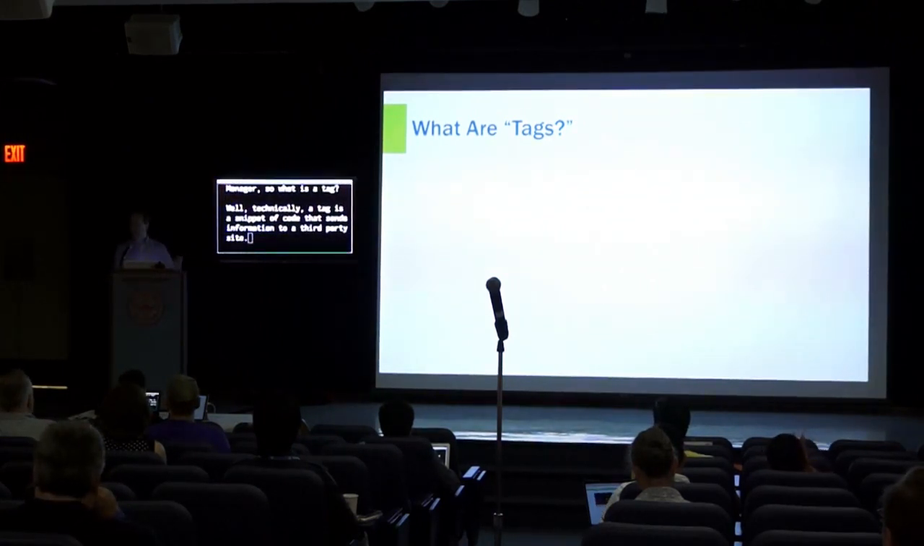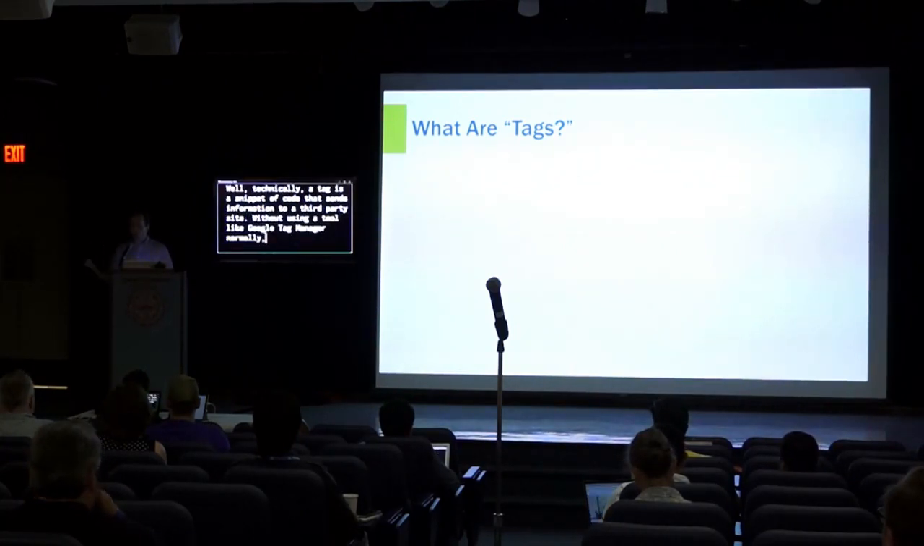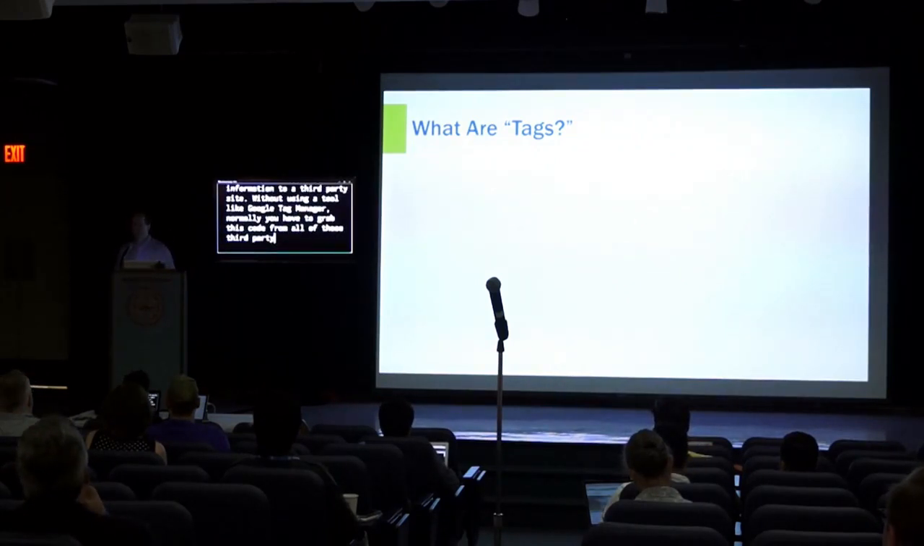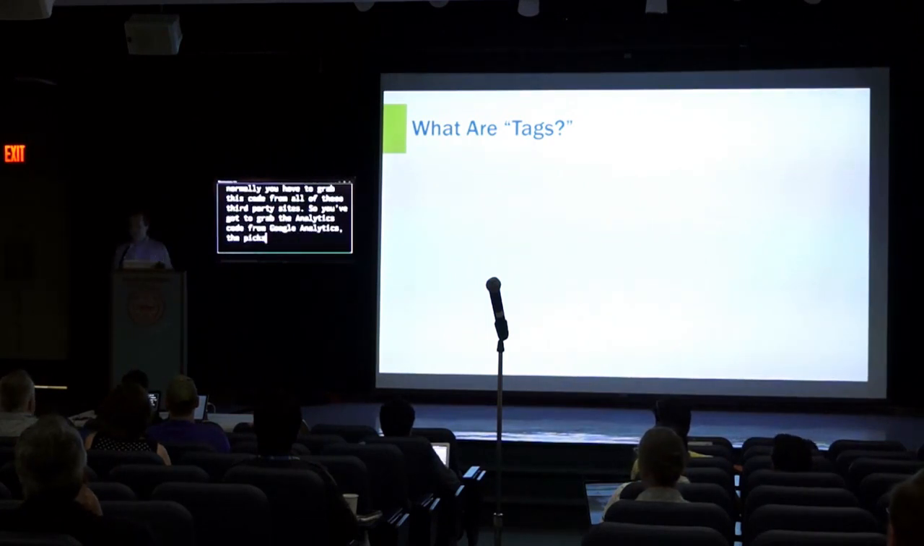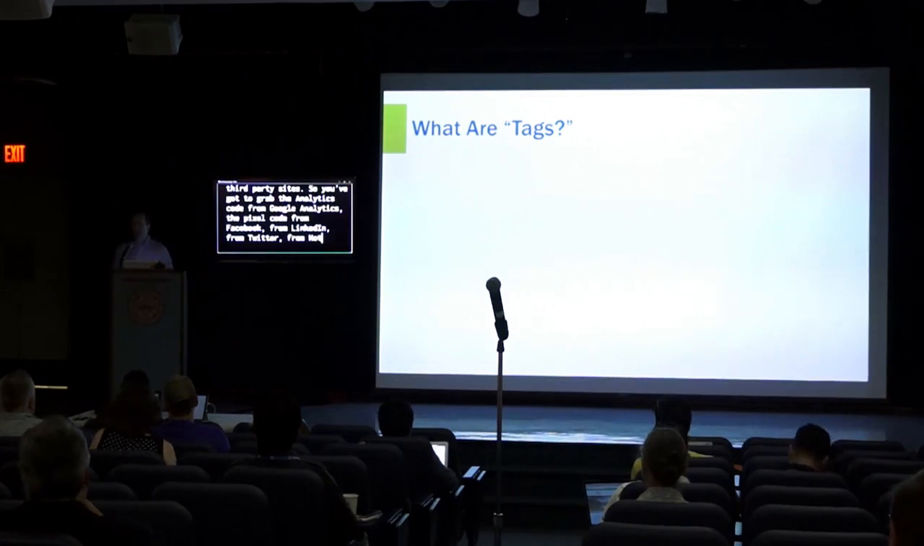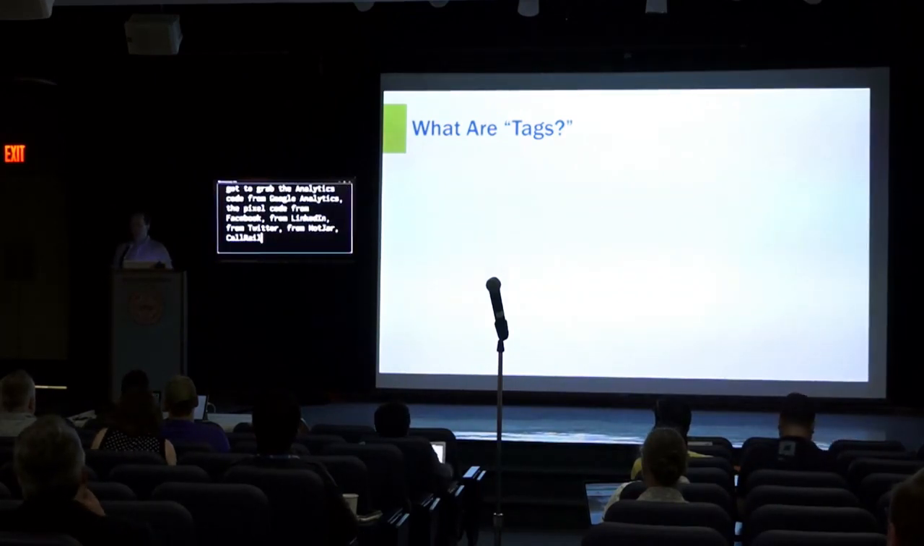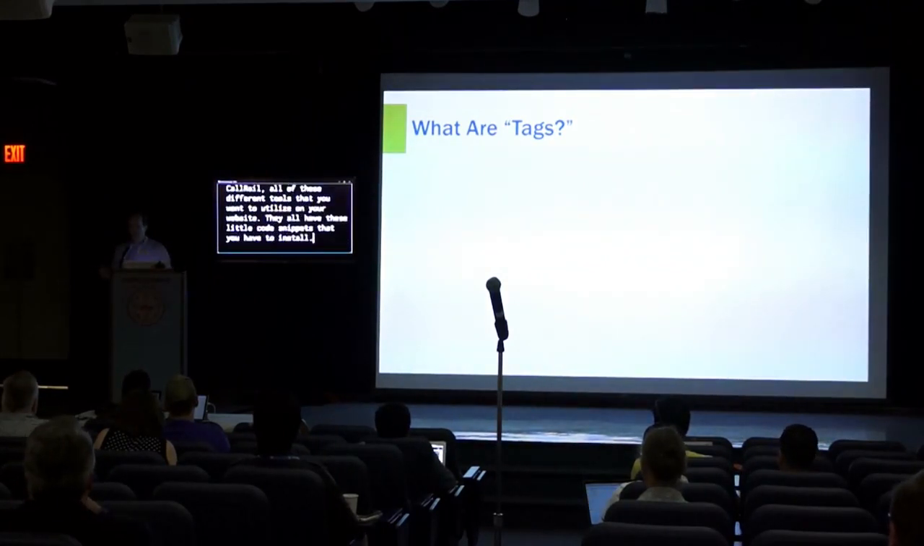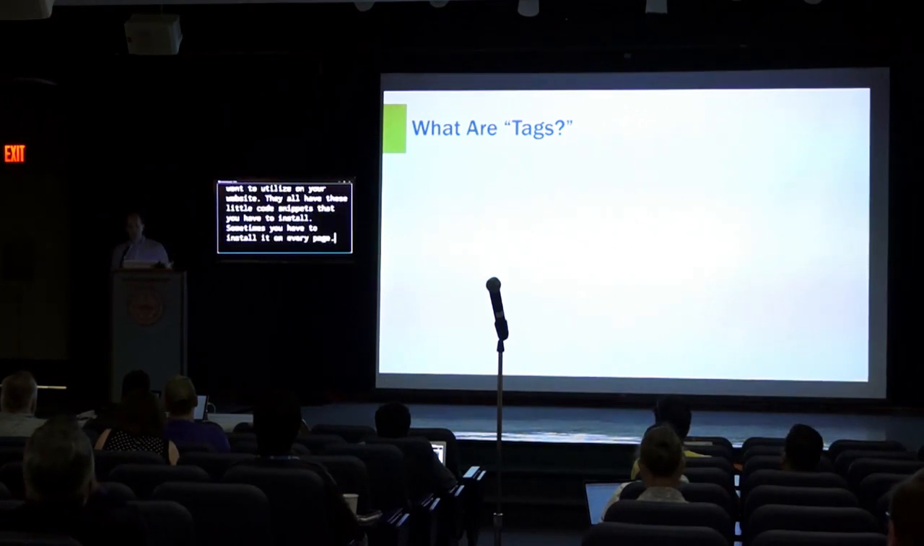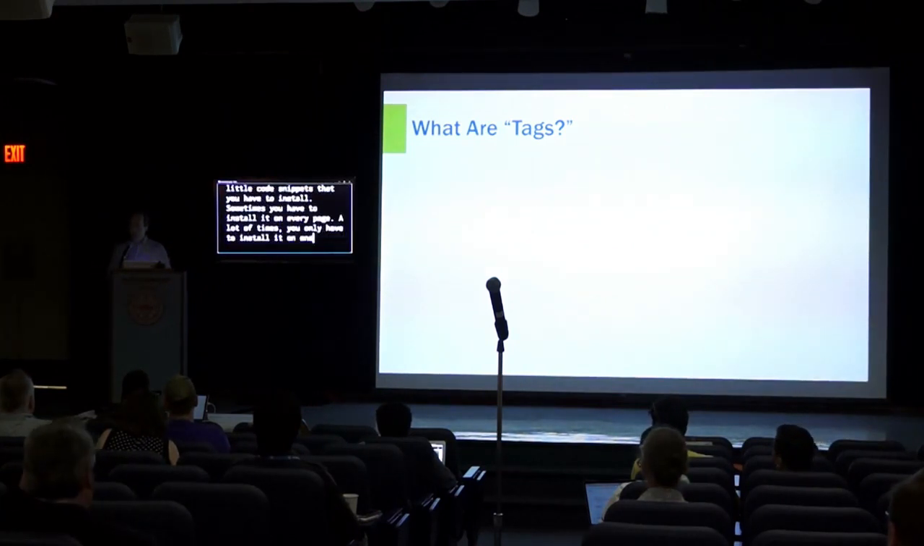Without using a tool like Google Tag Manager, normally you have to grab this code from all of these third-party sites. You've got to grab the analytics code from Google Analytics, the pixel code from Facebook, from LinkedIn, from Twitter, from Hotjar, CallRail, all of these different tools that you want to utilize on your website. They all have these little code snippets that you have to install. Sometimes you have to install it on every page. A lot of times you only have to install it on one page. Sometimes you want to run it under different scenarios.